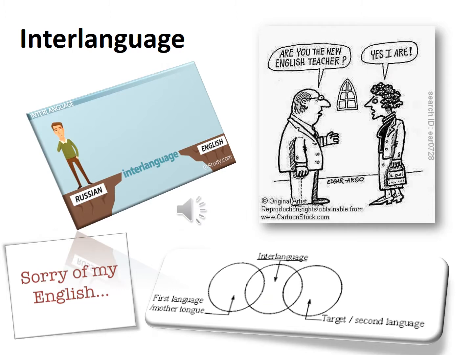Before entering the interlanguage issue, we would like to analyze this first slide just to get a general idea of the subject. In the first picture, we see that the man's first language is Russian and the target language is English. So he has to go through something called interlanguage, which means that interlanguage is the connection between the two languages, just as it is shown in the bottom right picture.